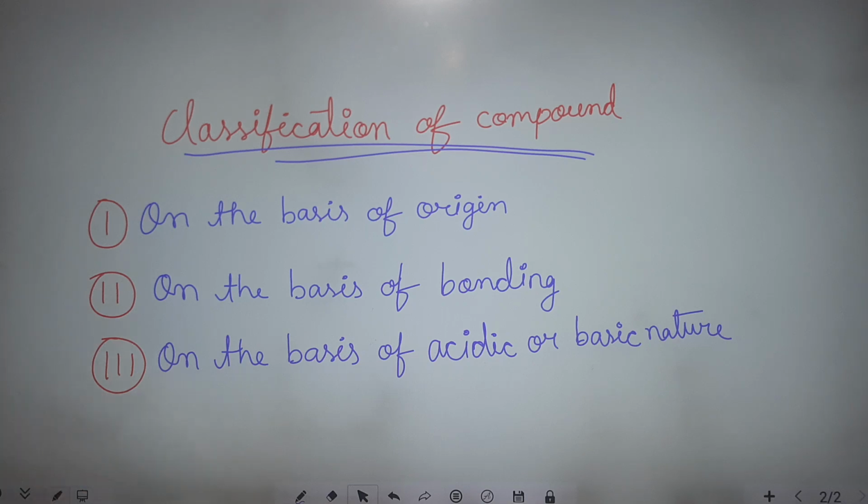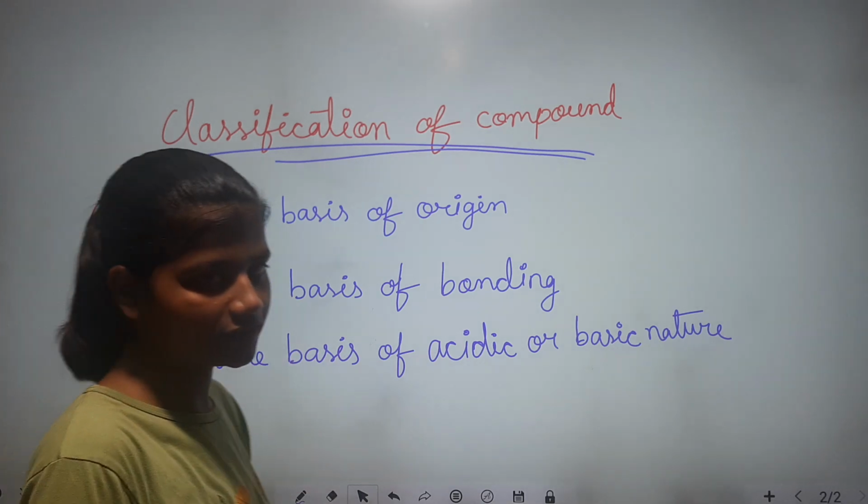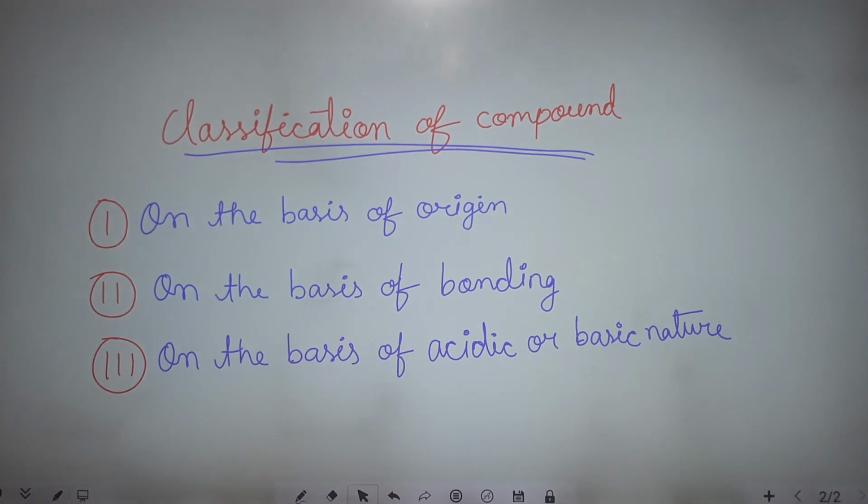Compound is divided into three parts. First one is on the basis of origin; on the basis of origin, compound is divided into two kinds: organic compound and inorganic compound. On the basis of bonding, compound is divided into two kinds: ionic compound and covalent compound. Third, on the basis of acidic or basic nature, compound is divided into three kinds: acid, base, and salt. Let's discuss one by one.